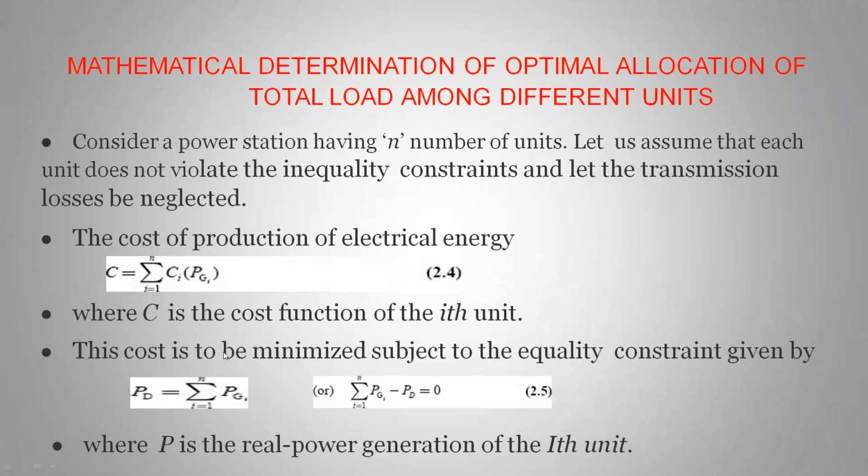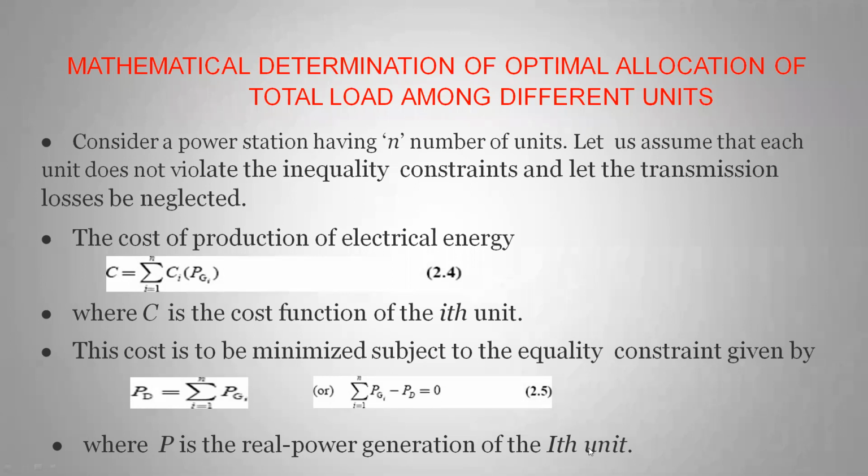This cost is to be minimized subject to the equality constraint given by PD, the power demand, equal to the sum from i equal to 1 to n of PGi. Moving PD to the right side, the sum from i equal to 1 to n of PGi minus PD equal to 0, where PGi is the real power generation of the ith unit.